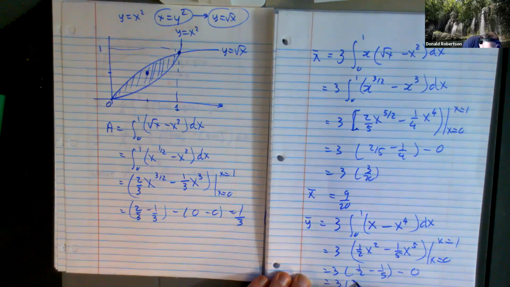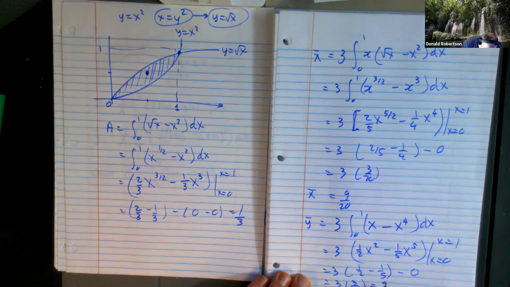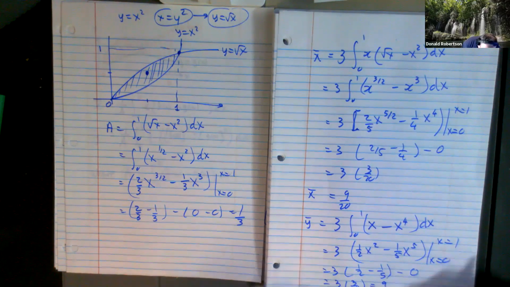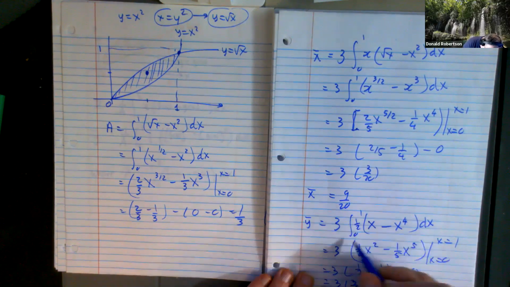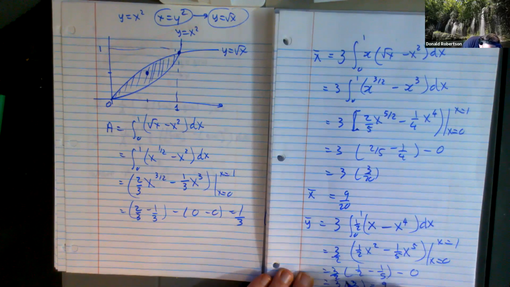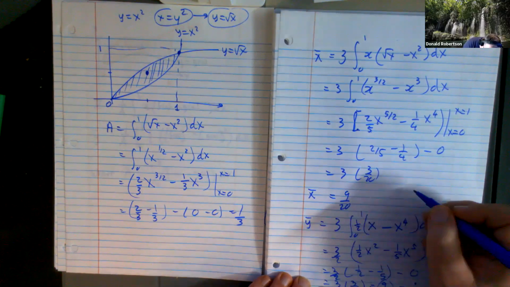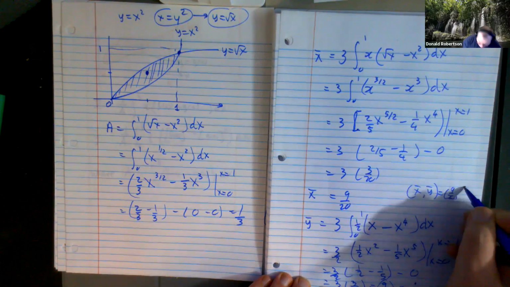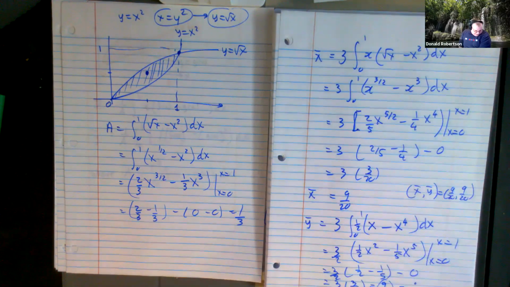3 lots of 3 tenths gets me 9 tenths. Something's not right. Oh, it's a half of this. Hey, fixed it. And the answer we get is now 9/20ths. So X bar, Y bar, almost a half, right? Almost in the middle, right? A half comma half, 9/20ths.